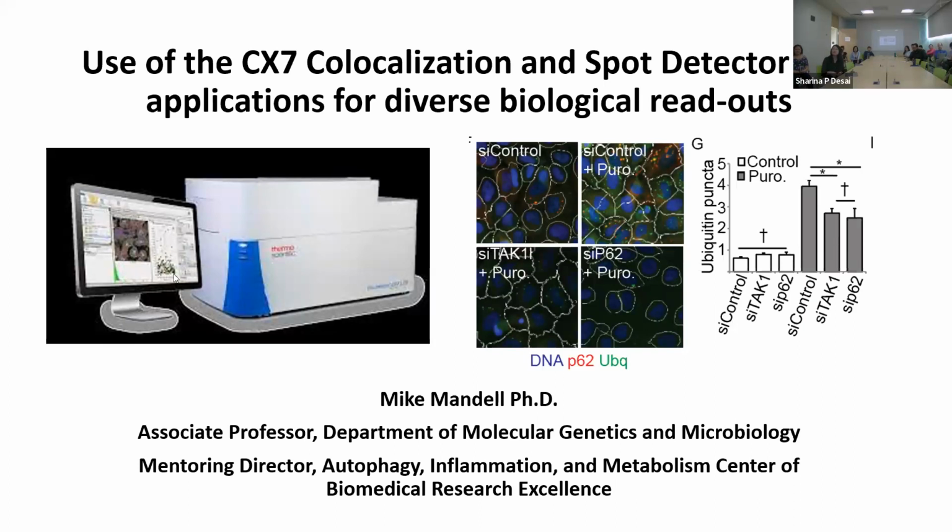So obviously we're talking about the CX7 instrument, the purpose of which has been made abundantly clear, is to simultaneously acquire image data and quantify it, and allowing you to do this, as Dr. Fu said, in a very high throughput manner where you can image many different wells, many different cells, and really get some robust statistical analysis.